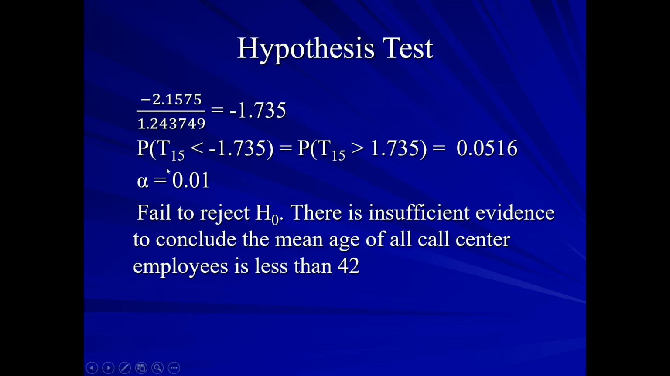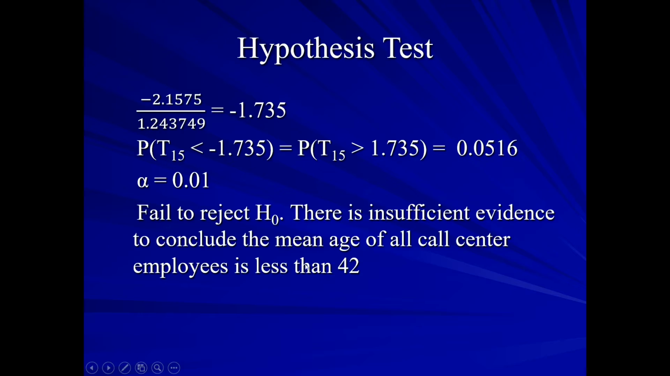Now, the probability of t with 15 degrees of freedom less than negative 1.735 is the same as the probability of t with 15 degrees of freedom greater than 1.735, and that is 0.0516. But remember, alpha is 0.01. And so our decision is to fail to reject because p is greater than alpha. Therefore, there is insufficient evidence to conclude the mean age of all call center employees is less than 42.